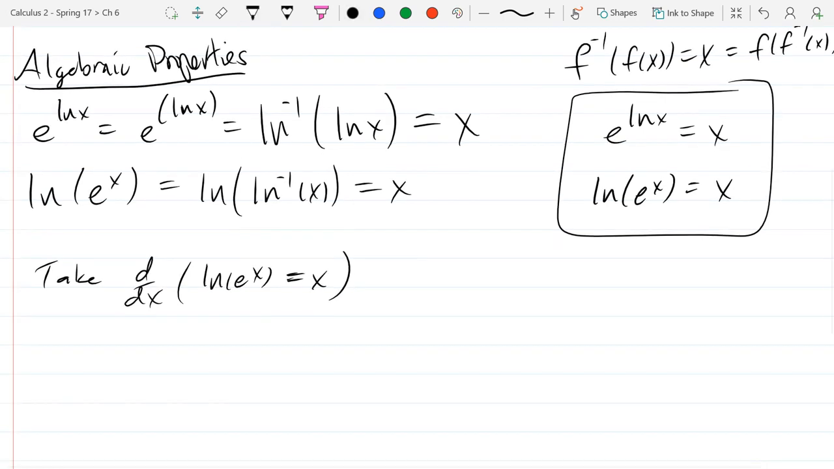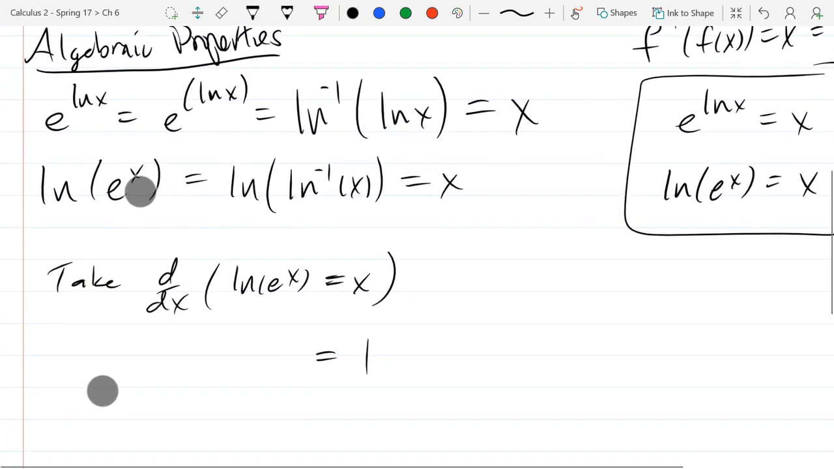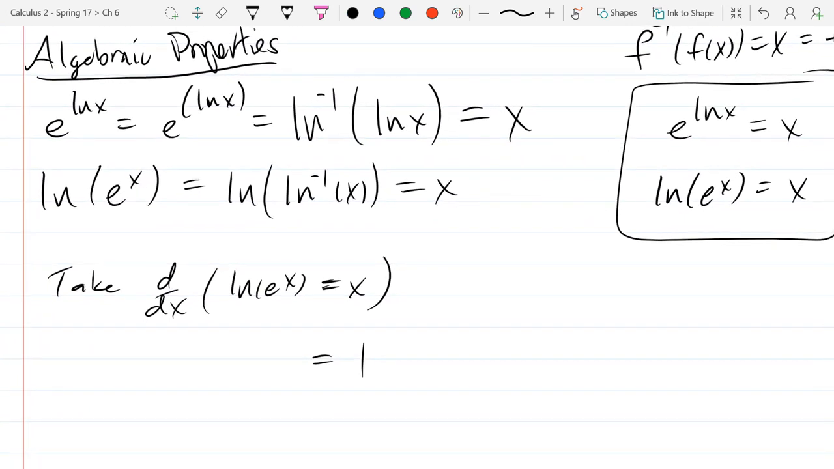I'm going to take the derivative of the right side. You're going to do the derivative of the left side. So the derivative of the right side is 1. What rule do you need for the derivative of the left? You definitely need to know the derivative of natural log, but you also need a chain rule, because it's not natural log of just x, it's natural log of a function of x. So use a chain rule.